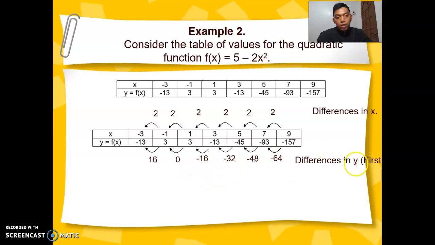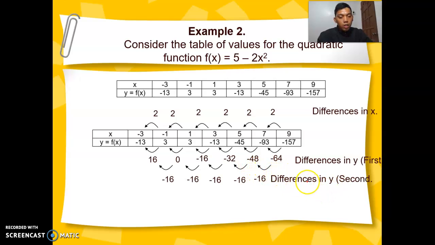So these are the first differences in y. What about the second differences in y? Let's check. 0 minus 16, that's negative 16. Negative 16 minus 0, that's negative 16. Negative 32 minus negative 16, that's negative 16 again, and negative 16, negative 16. So the second differences in y are the same. That means this is a quadratic function.